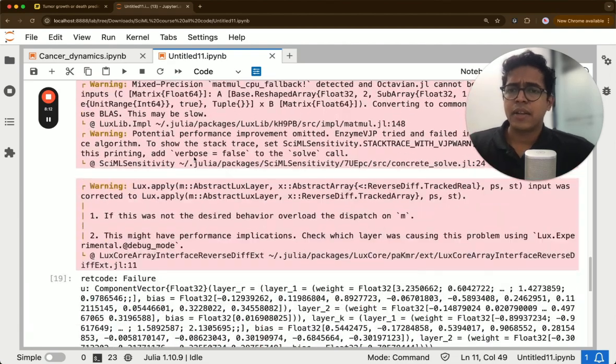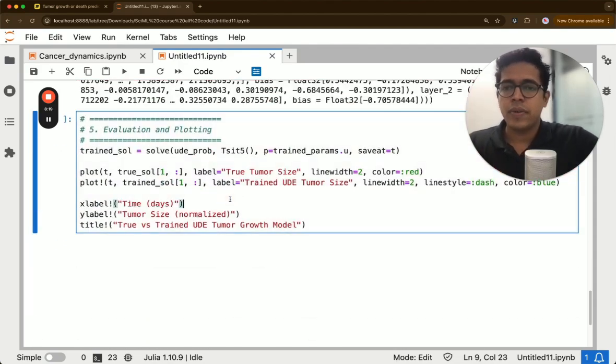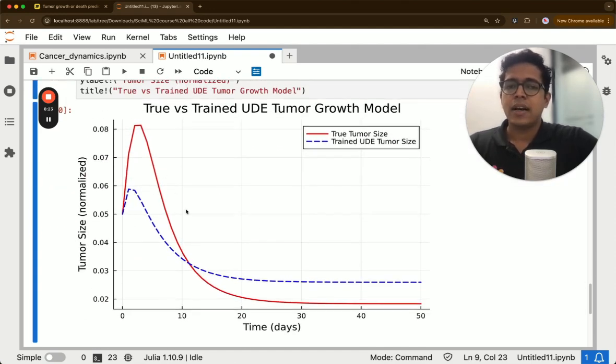But anyways, you have the output here with warning. So I'm going to conveniently ignore some of these warnings as long as I'm getting the output. So now we can try plotting. Yeah, so see, now this is the plot. The red color graph is the true tumor size and blue is what the UDE has learned to predict. So training data still involves 0 to 50 days. And you can see that clearly the UDE is not really trained well.